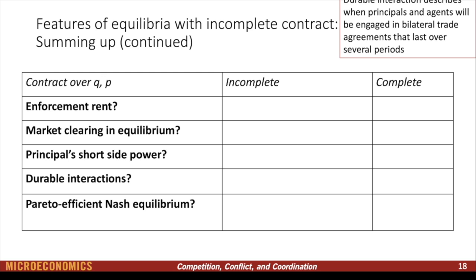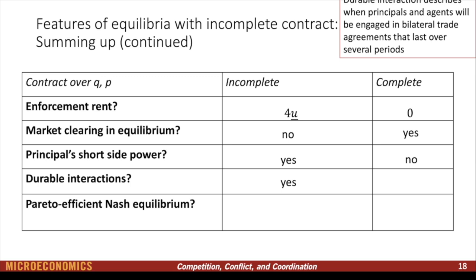And some final other questions. Is there an enforcement rent? Does the market clear in equilibrium? Does the principal exercise short side power? Are interactions durable? And is there a Pareto efficient Nash equilibrium? So, we see that there is an enforcement rent in the incomplete contracting case, and that enforcement rent is U under bar. Okay? Then there is market clearing in equilibrium, and that does not exist in the incomplete contracting case, whereas it does in the complete contracting case. Does the principal exercise short side power? Yes, they do in the incomplete contracting case, but they do not in the complete contracting case.